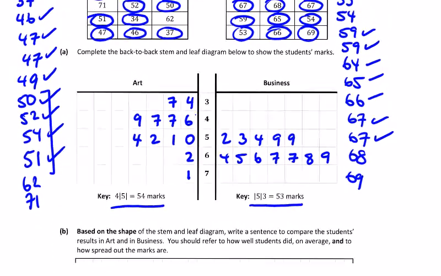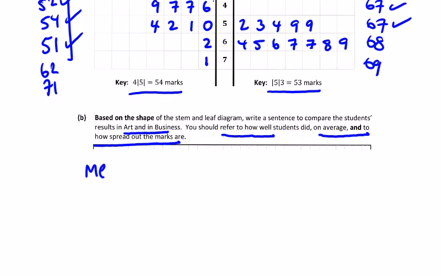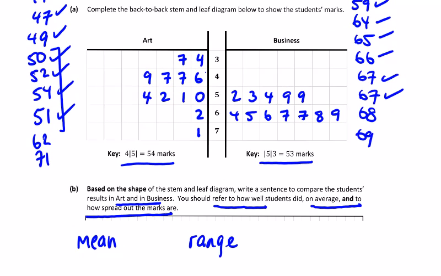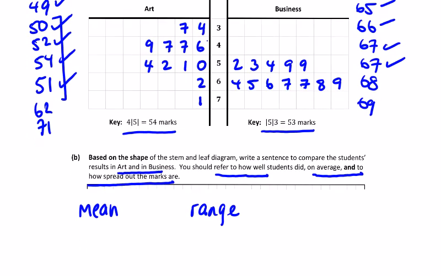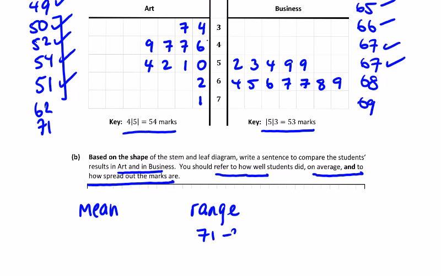Based on the shape, write down a sentence to compare the students' results in art and business. You should refer to how well the students do on average and to how spread out the marks are. So we're looking for the mean and the range. The range is easy, top minus bottom. So we have 71 minus 34 for art, which is 37. And in business, 69 minus 52 is only 17 for the range, so they're much closer together.